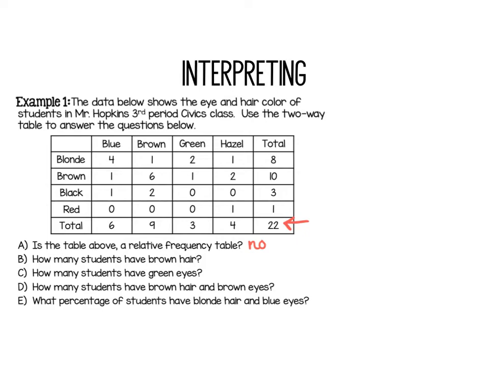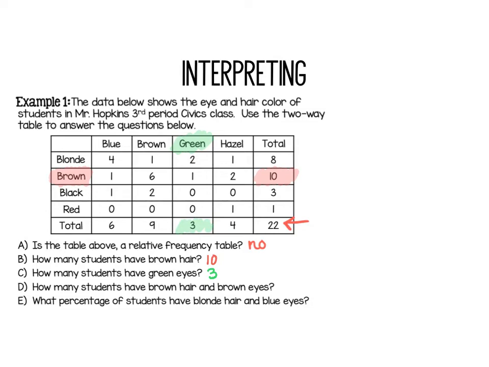How many students have brown hair? So what I'm going to do is come over here to where it talks about brown hair, and I'm going to look at the total of people that have brown hair, which is 10. And that is a marginal frequency. Next, it asks me how many students have green eyes. So green eyes, total people that have green eyes is 3.